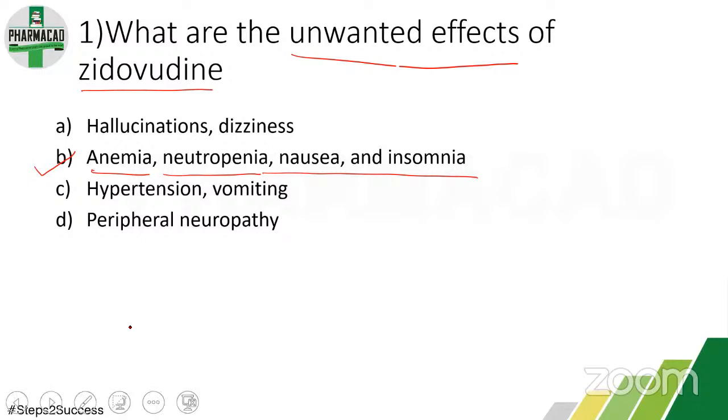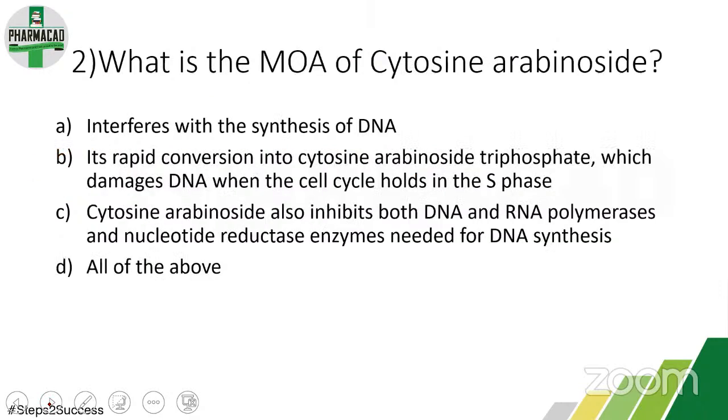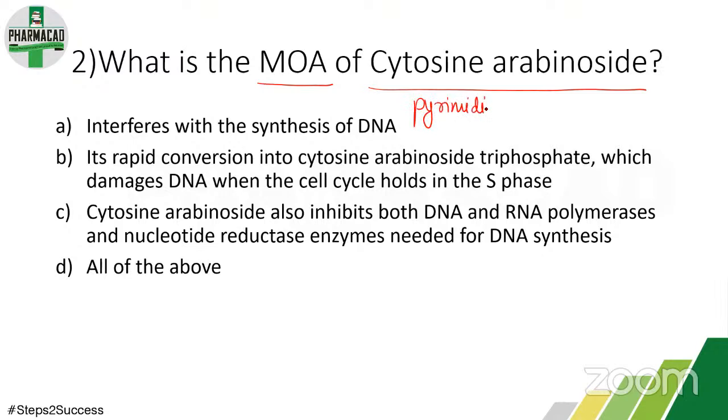Let's move towards the second question. What is the mechanism of action of cytosine arabinoside? So cytosine arabinoside is a pyrimidine nucleoside antimetabolite. The class of this drug is pyrimidine nucleoside antimetabolite.